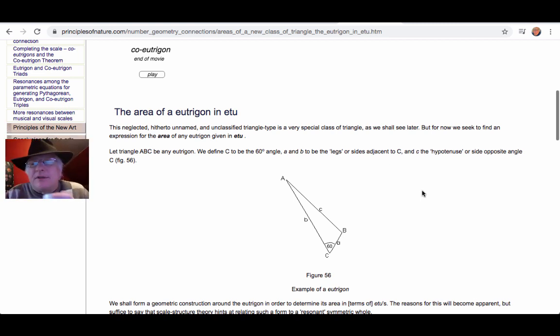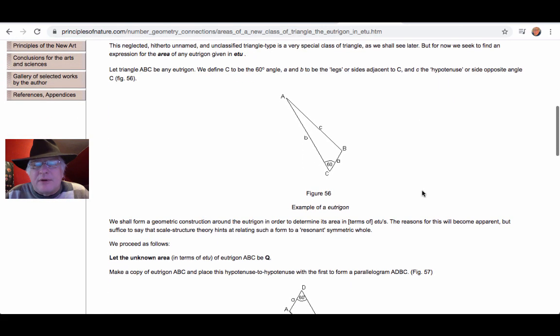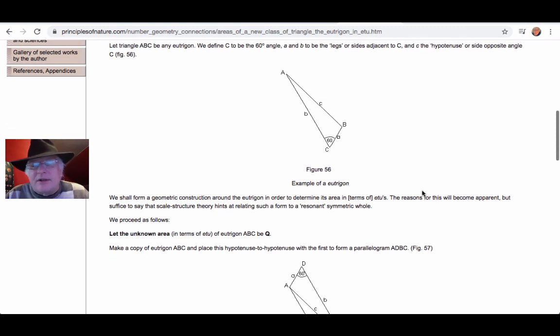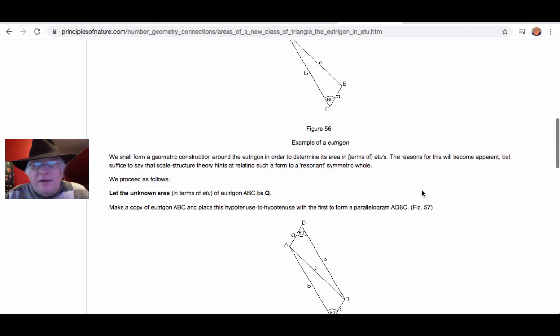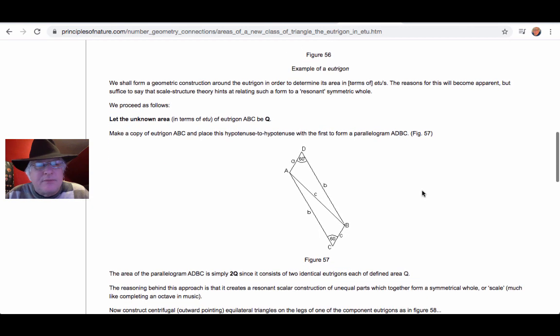One of the deficiencies of his definition is he doesn't deal with the corner case of what if all three angles are 60 degrees? Is that still a U-trigon? And for our purposes, it would be helpful to include that corner case.